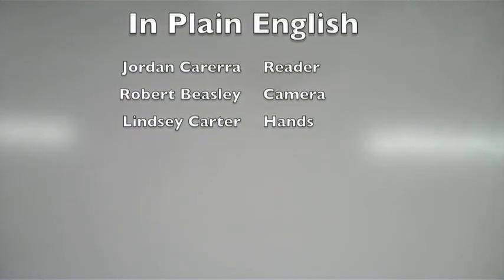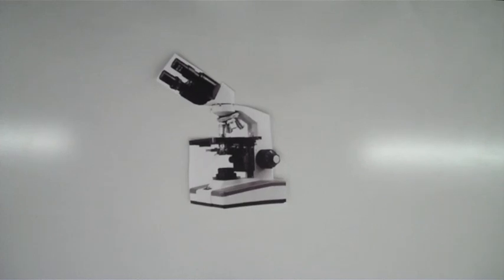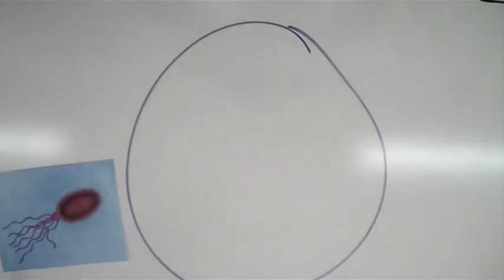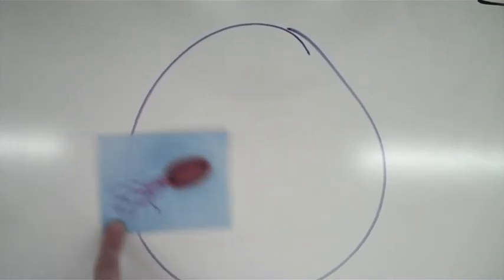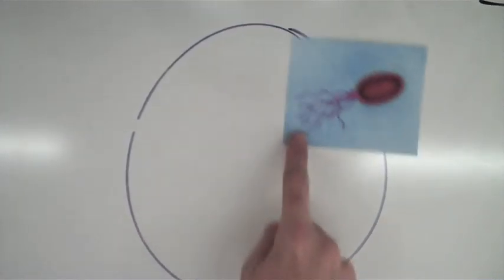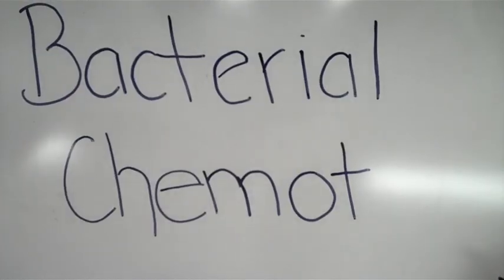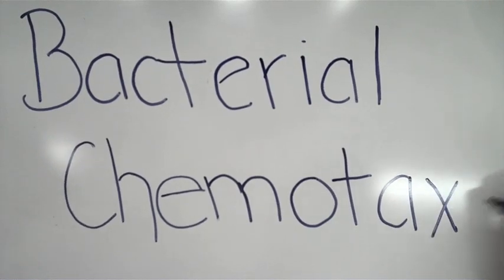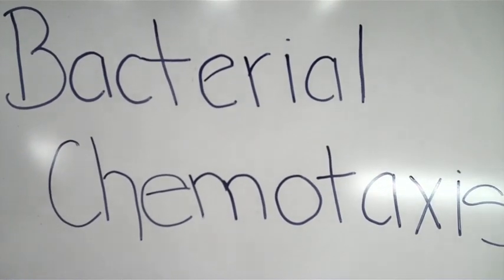Bacterial chemotaxis in plain English. So, let's take a look under this microscope. Now, it may look like this bacterium is scurrying about randomly, but in reality, it's moving in response to a chemical gradient, otherwise known as chemotaxis. Scientifically, bacterial chemotaxis is defined as the process by which bacteria move to or away from a chemical gradient.